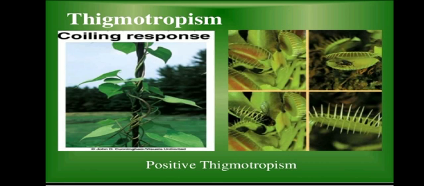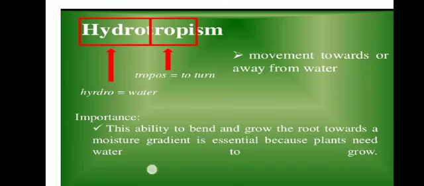Likewise, the Venus flytrap. The Venus flytrap suddenly closes if an insect sits over it. That is, the insect touches. If the insect touches the plant, an immediate response will be there in the plant, that is the Venus flytrap closing. Now, you know, this Venus flytrap plant gets nutrients only from insects. So this is an example of thigmotropism.